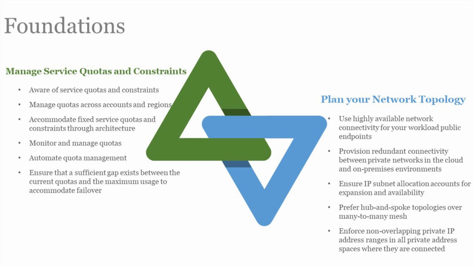With environments spread across multiple accounts, you need to keep track of service quotas across all the accounts, since service limits are set on a per-account and, in most cases, per-region basis as well. Using AWS Organizations, you can automate updating the service limits of newly created accounts with the help of a predefined template to maintain a uniform structure across the organization. Accommodate fixed service quotas and constraints through architecture.